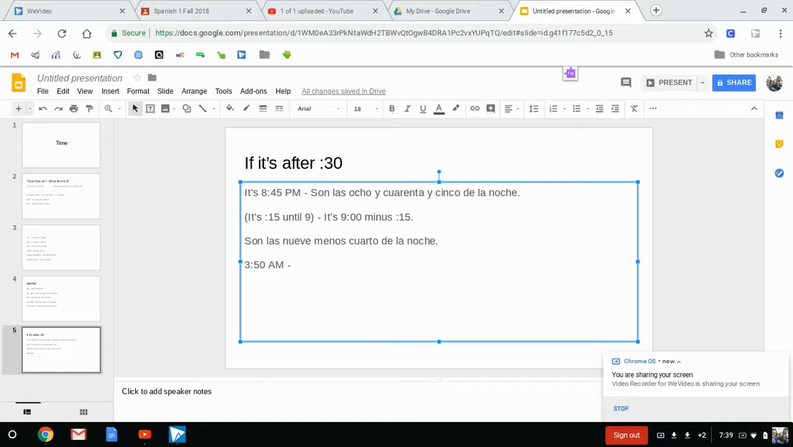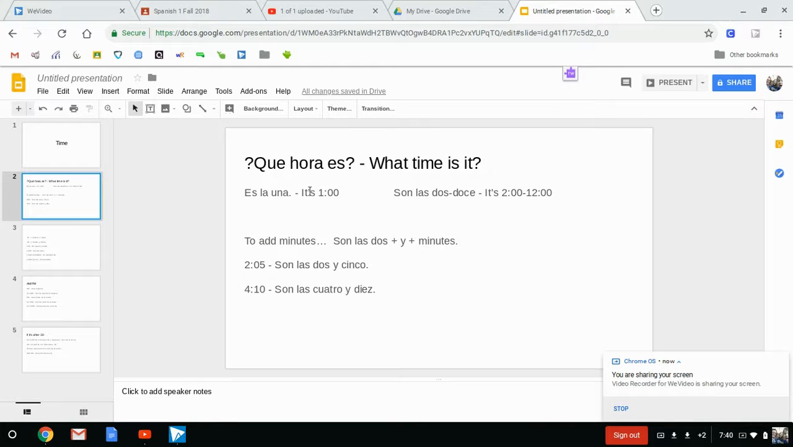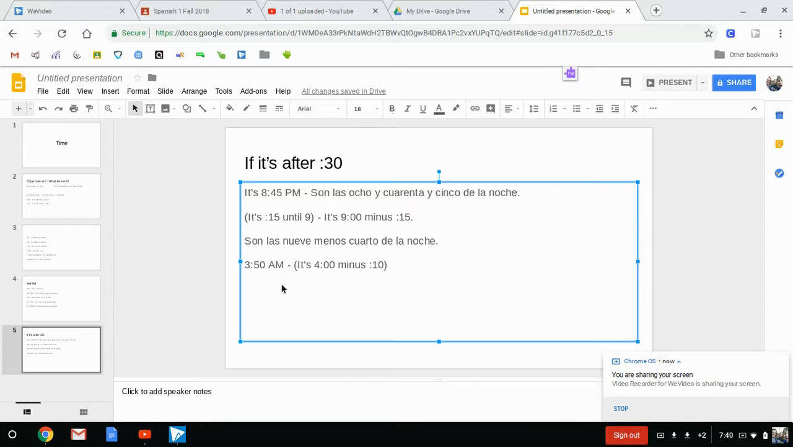Once you've tried that, your thought process is it's 4 o'clock minus 10 minutes. And if you have trouble getting to that thought process, start actually talking about time in English this way, and that will make that step easier on you in Spanish. So if we're going to say it's 4 o'clock minus 10 minutes, go back to what we learned at the beginning, es la or son las. We're saying it's 4 o'clock. So we're going with son las because it's not 1.